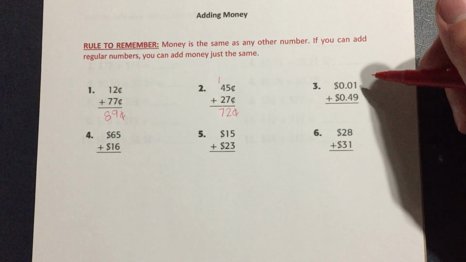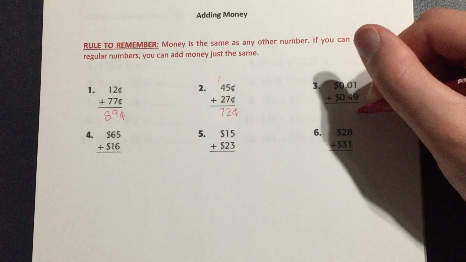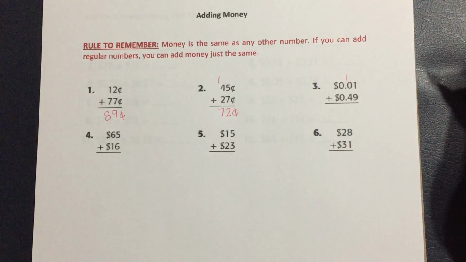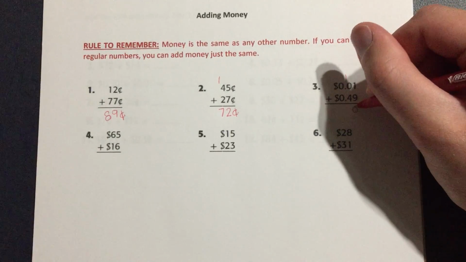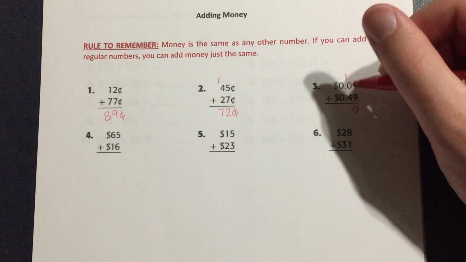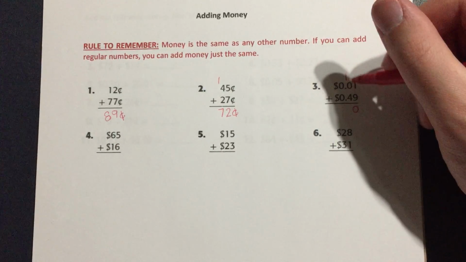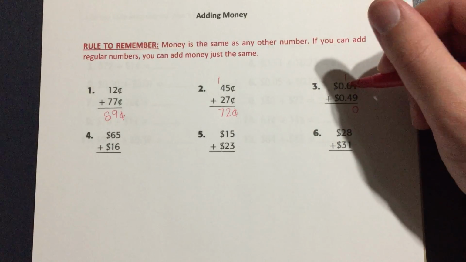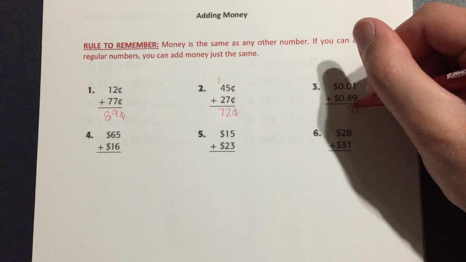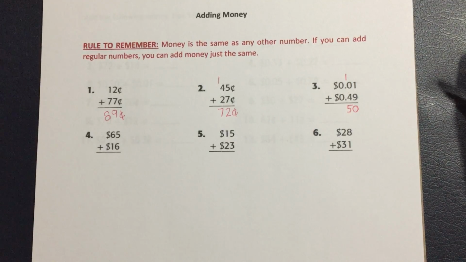1 plus 9. Well, 9 plus 1 more is 10. Well, we can't have more than one digit down here in the ones place. So we put our 1 up here, and we put our 0 down here. We have one group of 10 and 0 ones in the number 10. We come over to our tens place here. We have 1 plus 0 is 1, plus 4 more, that's 5. There we go. So we have 5 groups of 10 cents.